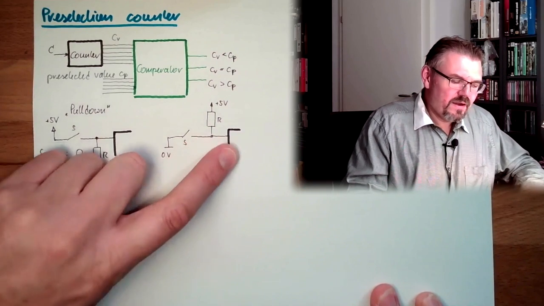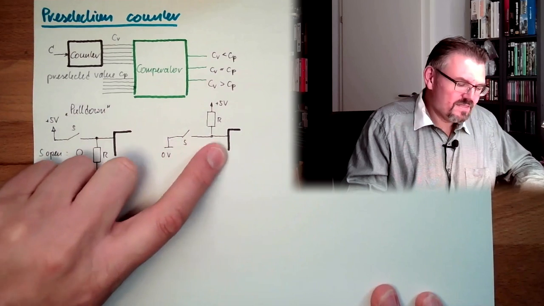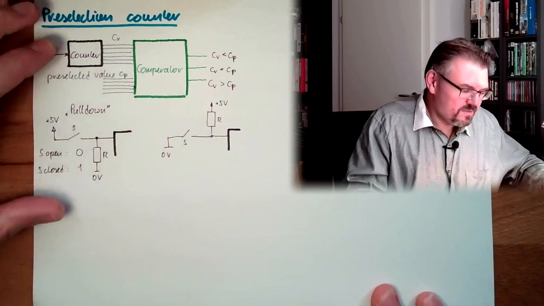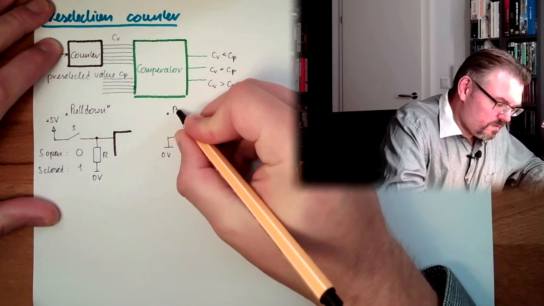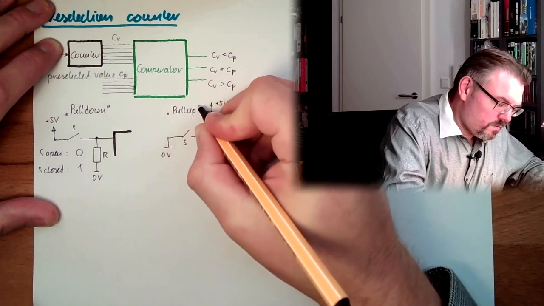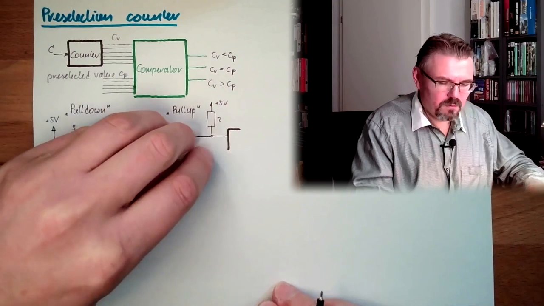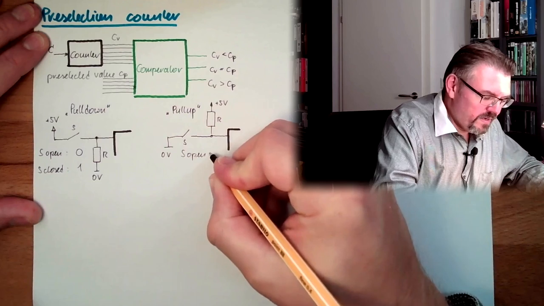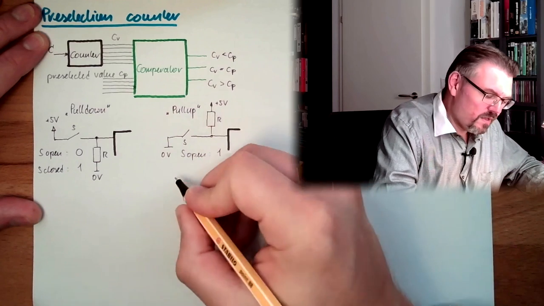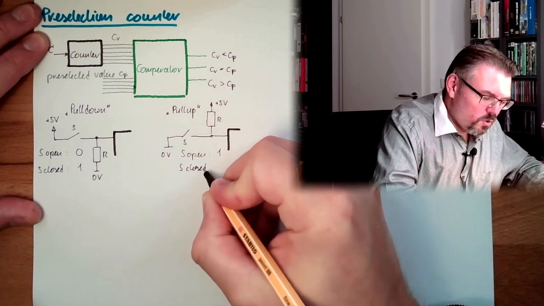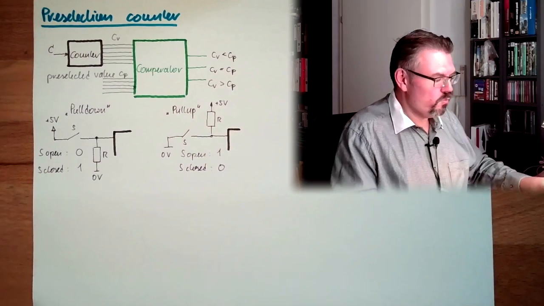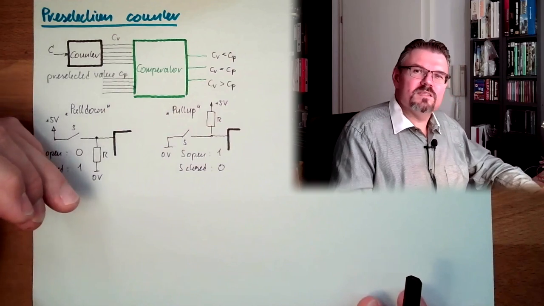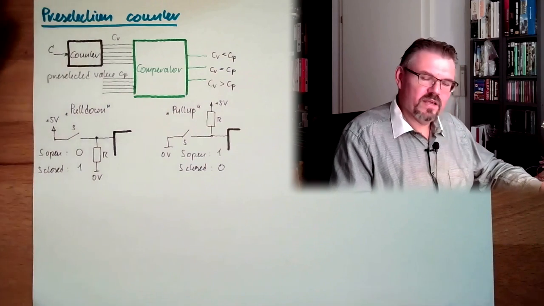This resistor will take care that whenever the switch is open, this line is getting pulled up to 5 volt, logically high. So this is why this is called pull up. Pull down, pull up. And here, if S is open, we're reading logically 1, because then it's 5 volt. And if S is closed, we're reading 0. So with such combinations, and a combination of switches, I can select a preselected value.